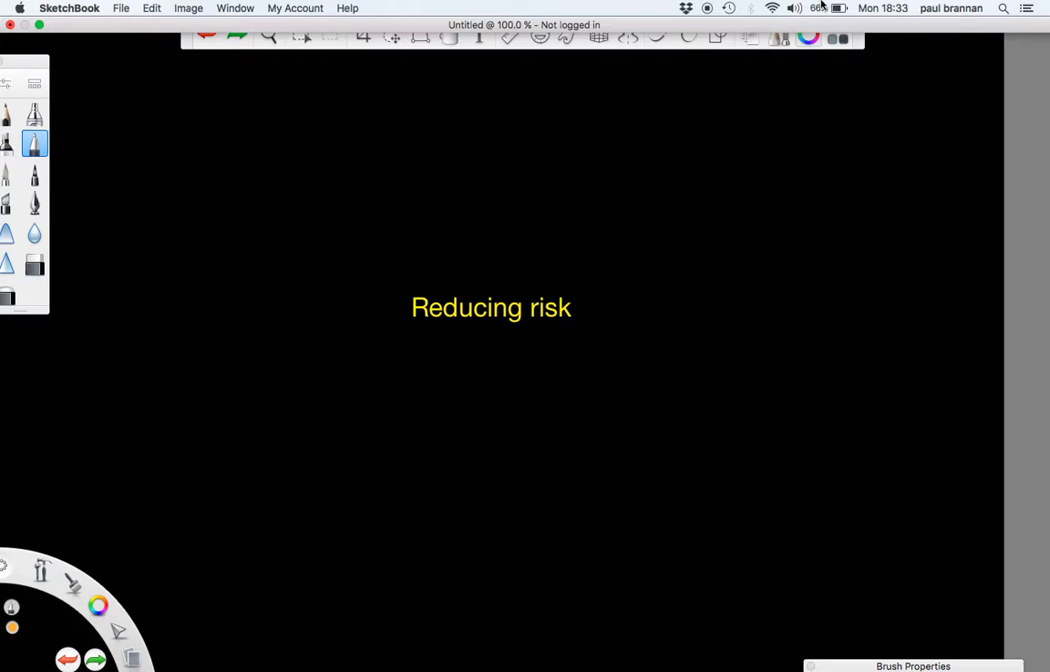So a hazard is something with the potential to cause harm, that's a hazard. And risk is to do with the likelihood of harm occurring. So that's the first thing you need to know.